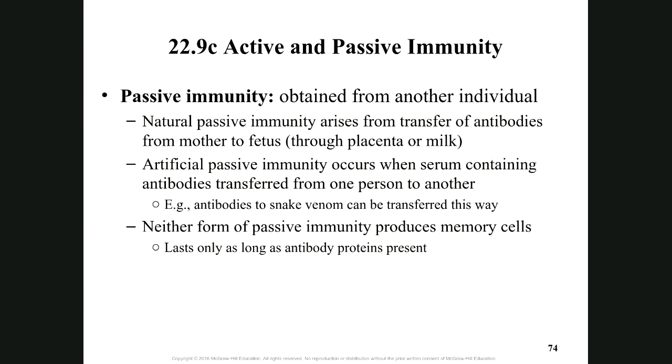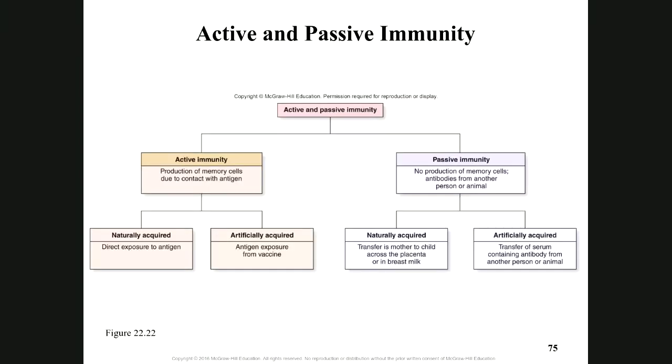And in these slides, I talked about these types of immunity, which I talk about in this slide again too. The active and passive immunity are different. First, I want to talk about the active immunity. Active immunity happens when we produce memory cells due to contact with the antigen. Sometimes this active immunity is naturally acquired when we are exposed to antigen, and sometimes it's artificially acquired when we get the antigen by vaccination.